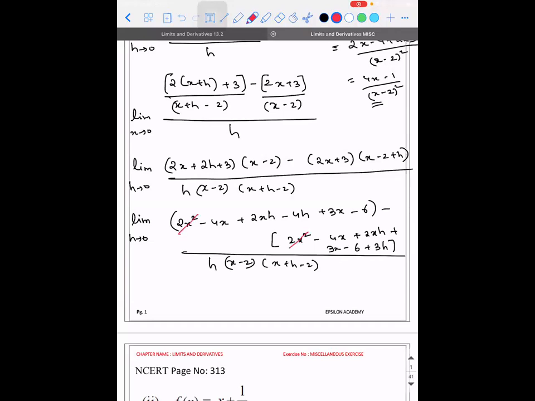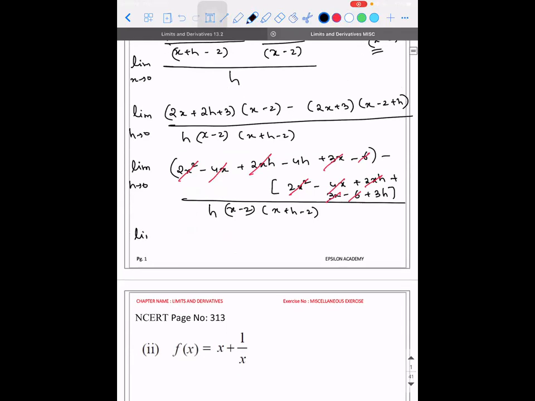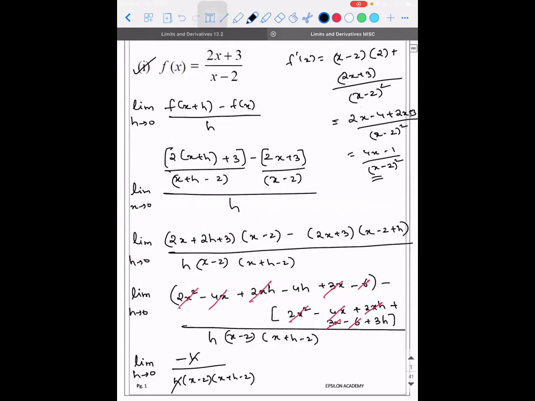2x square, 2x square gone. 4x, 4x, 2xh, 2xh, 3x, 3x, 6, 6. So what is it that you are left with? Limit h tends to 0 minus h divided by h into x minus 2 into x plus h minus 2. So h and h will get cancelled.